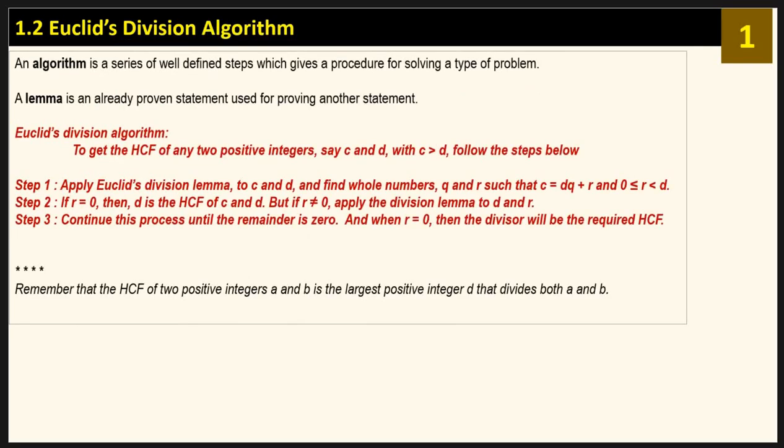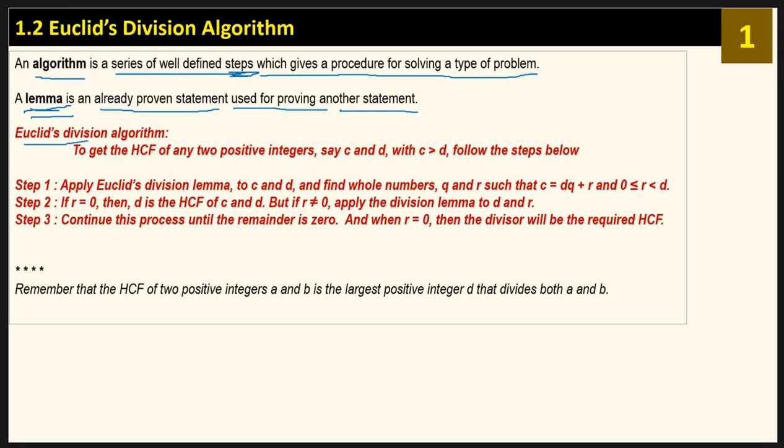Before we go to Euclid's division algorithm, let's try to differentiate between an algorithm and a lemma. An algorithm is a series of well-defined steps which gives a procedure for solving a type of problem. Or in other words, an algorithm is a well-defined set of steps or procedures which yields an output or a result or solves a given problem. A lemma, on the other hand, is an already proven statement which is used for proving another statement. So a lemma is a proved statement which is being used for proving something else.